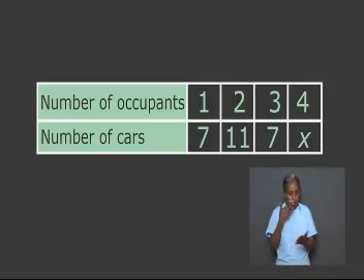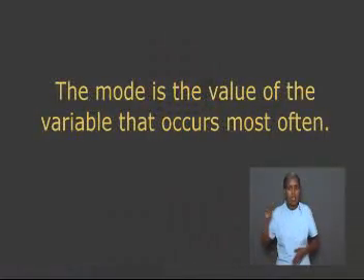Well done, students. The third measure of location we will be studying is the mode. The mode is the value of the variable that occurs most frequently in a data set.